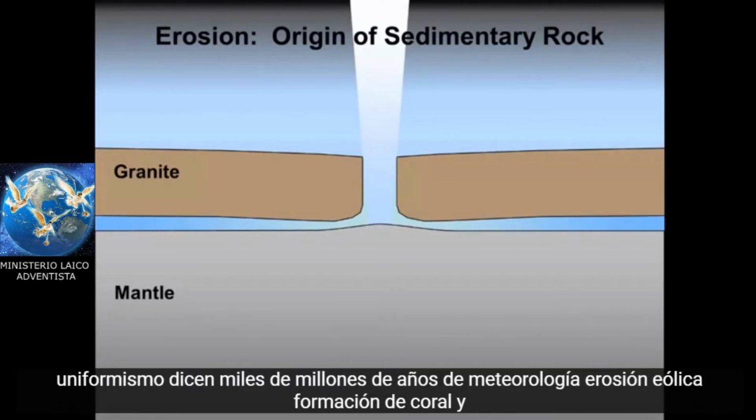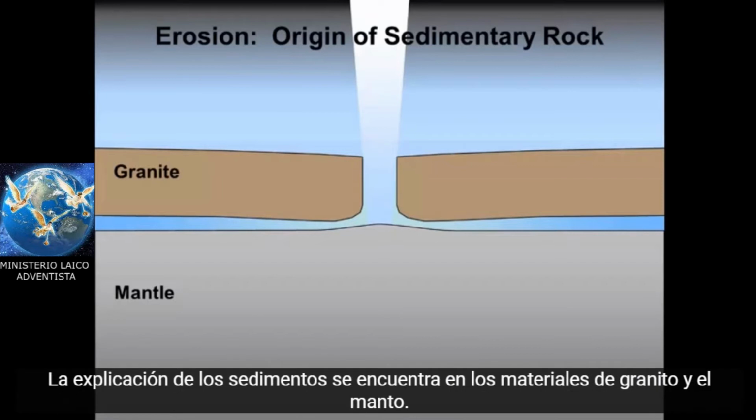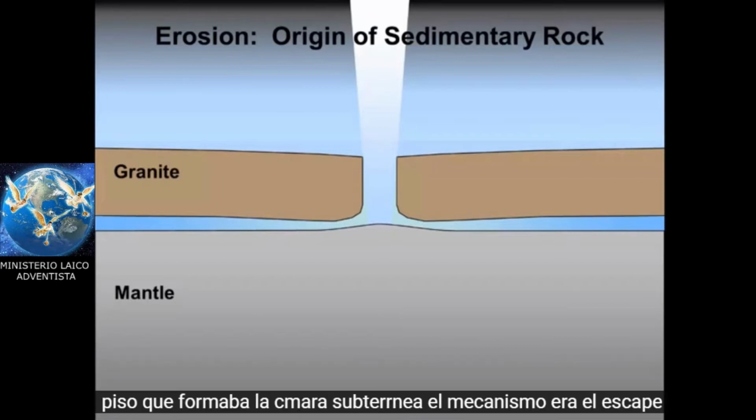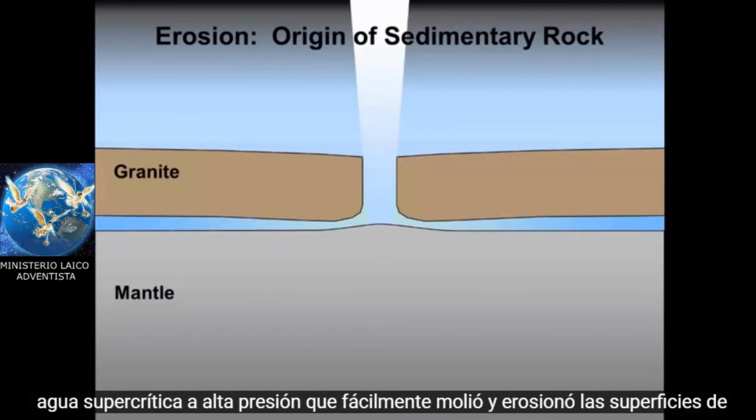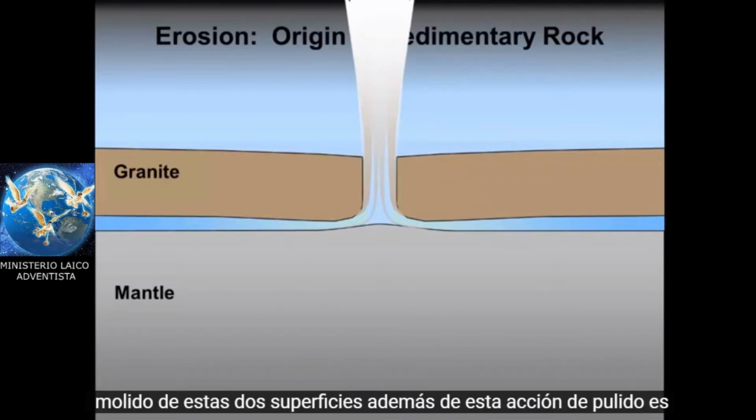Uniformitarians say billions of years of weather, wind, erosion, coral formation, and ocean evaporation produced these sediments. Hydroplate theory's explanation of sediments is found in the materials of granite and the mantle floor that made up the subterranean chamber. The mechanism was the escaping high-pressure supercritical water, which easily ground and eroded the surfaces of the granite and mantle. So the fountains of the deep were full of tiny particles ground from these two surfaces.